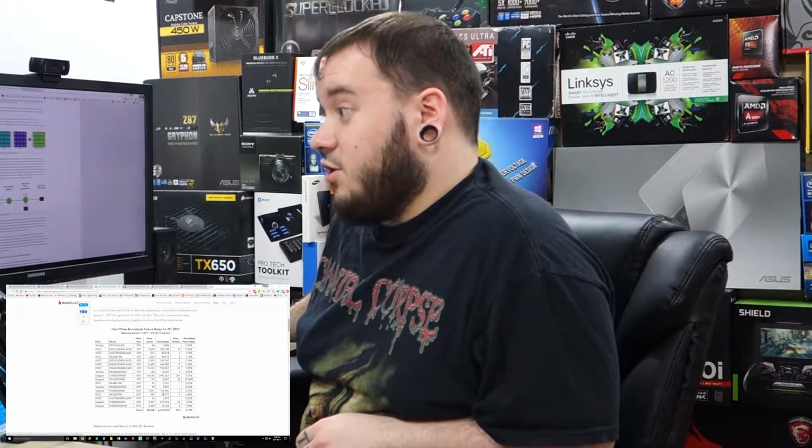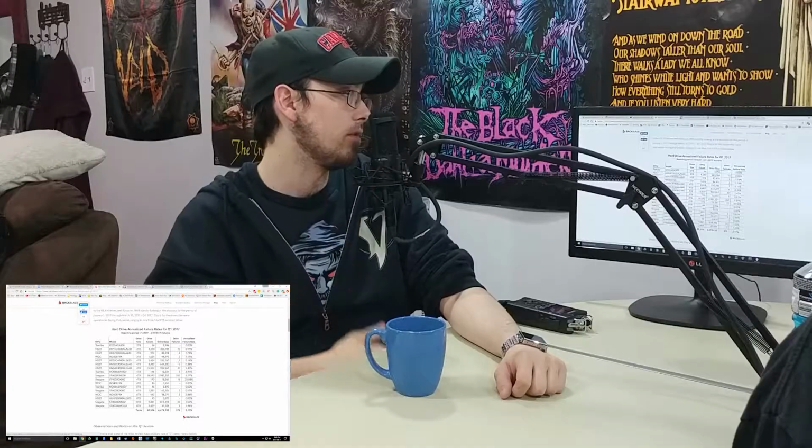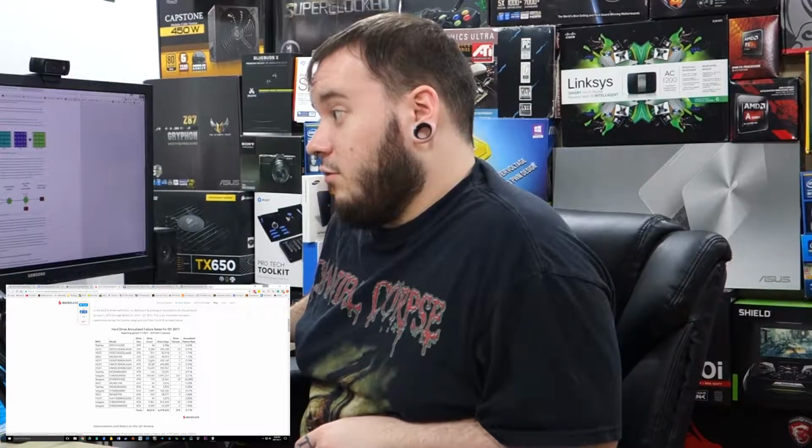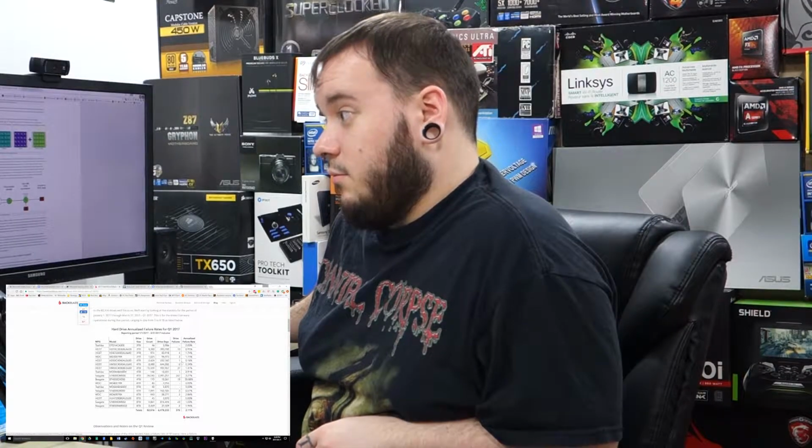But look at these HGST drives. This is my favorite one right here. Yeah, true. 232,000 days, 2,624 drives, and one of them failed. That's pretty crazy.